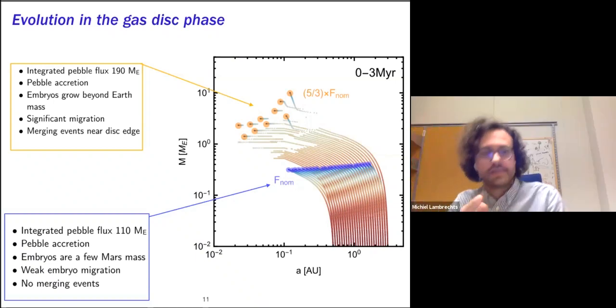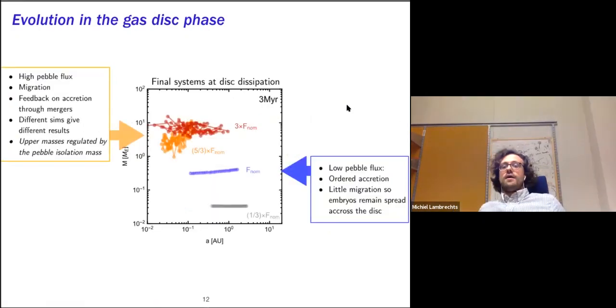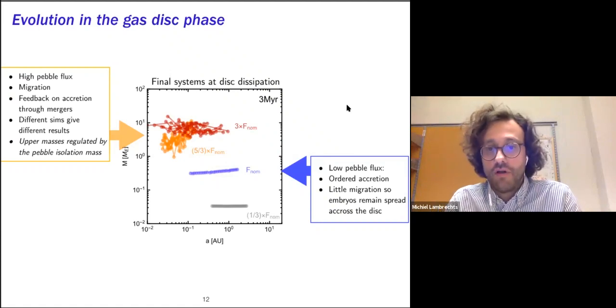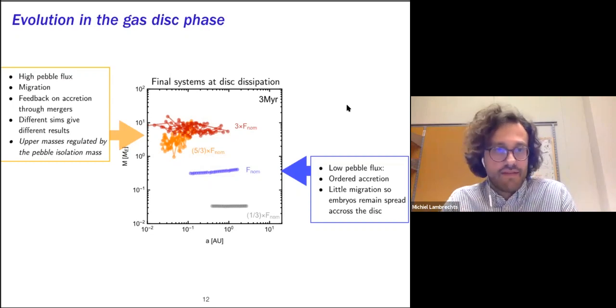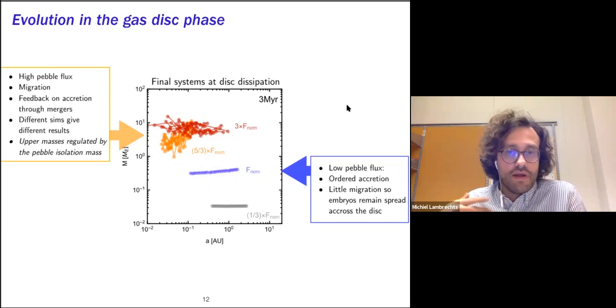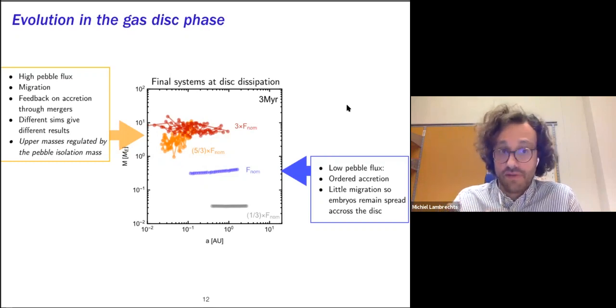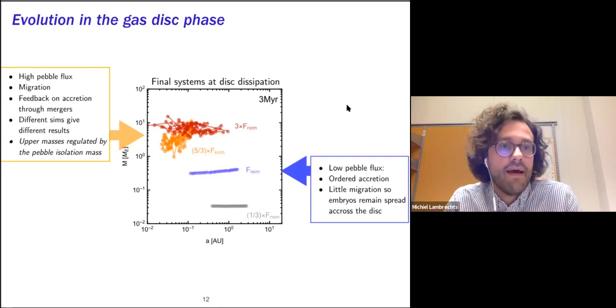Yeah, we can get back to that later. Okay. Then you can do this for a whole bunch of systems instead of just one. For the low pebble flux case, it doesn't matter so much. The accretion was so ordered, so the embryos just remain spread across the disk as they were. Of course, if you do it for the systems that got more massive, then you see indeed that different simulations give different results because there's a feedback on accretion through these mergers.